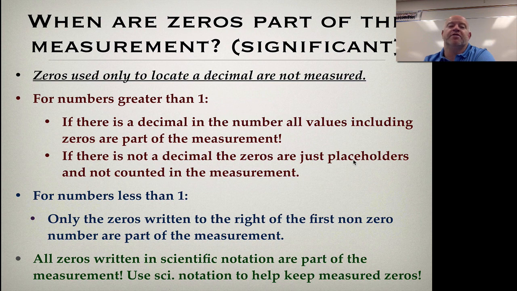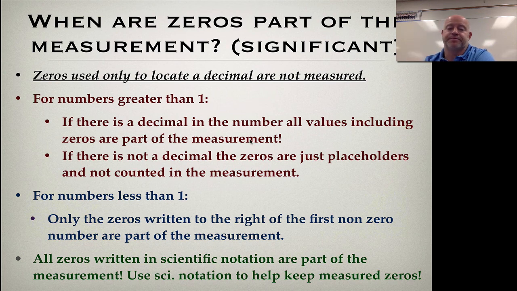Now, this doesn't mean that you can't have zeros that are not part of the measurement here. We're talking about the trailing zeros, the ending ones, or the ones used to locate a decimal. If you have any zeros between some other numbers, like 2, 0, 2, and then 0, 0, 0, in that kind of case, the 0 between the 2's would still be part of the measurement, just the ending zeros would not be part of the measurement.